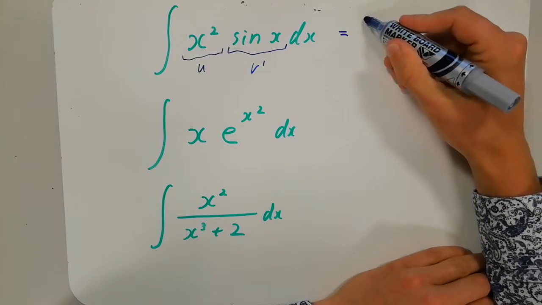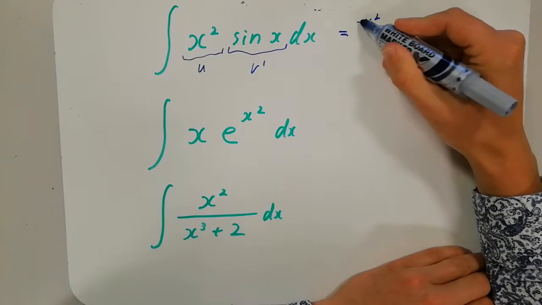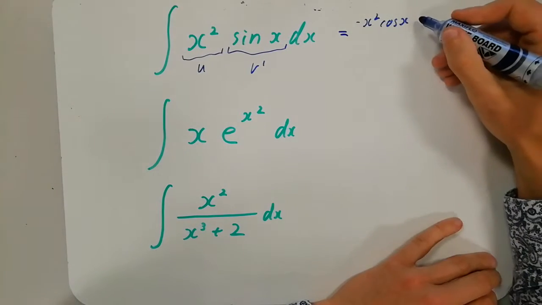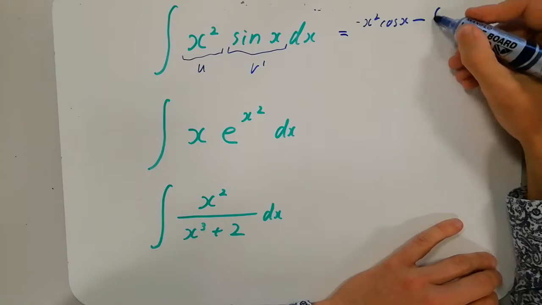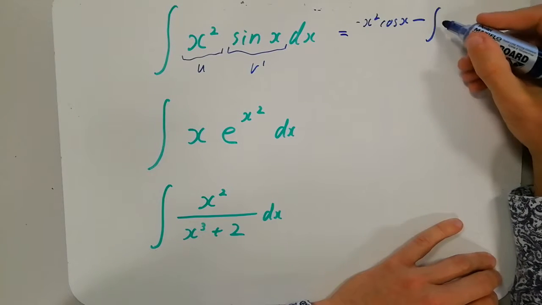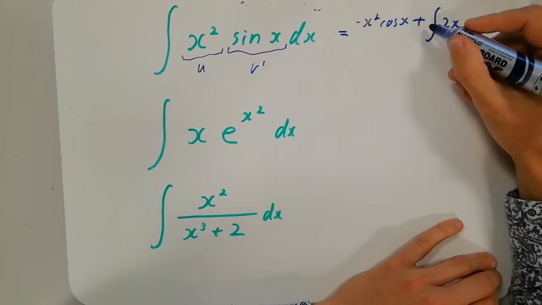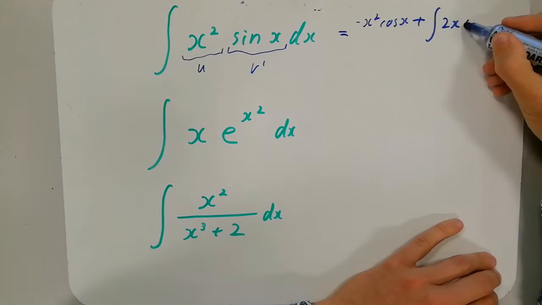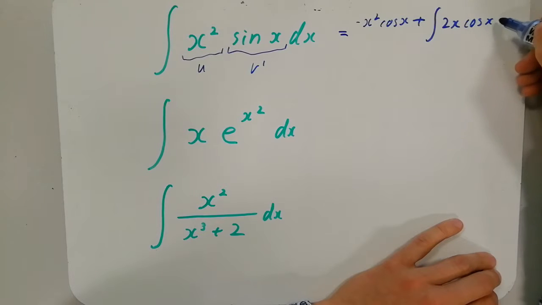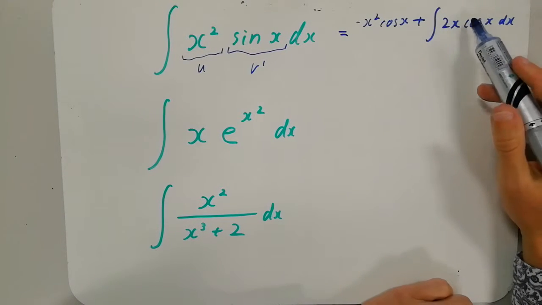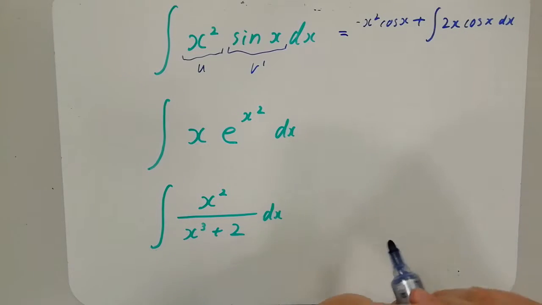Okay, so we're going to get x squared cos x, not forgetting your negative, and then minus the integral of u dash v, 2x. Rather than put a minus in here, probably more reliable to just change the sign there. This requires the by parts again, so I can just do this again.